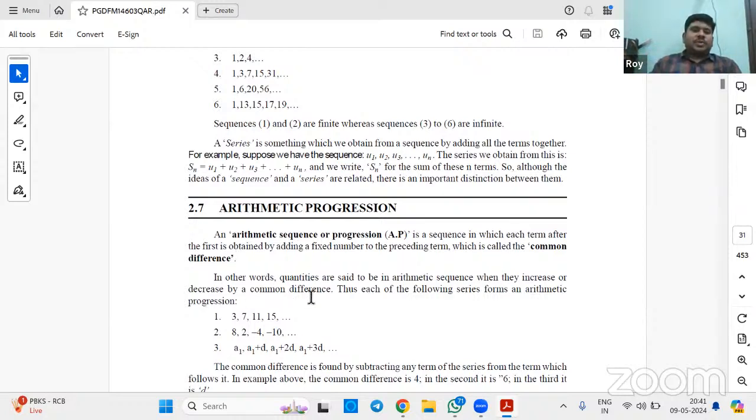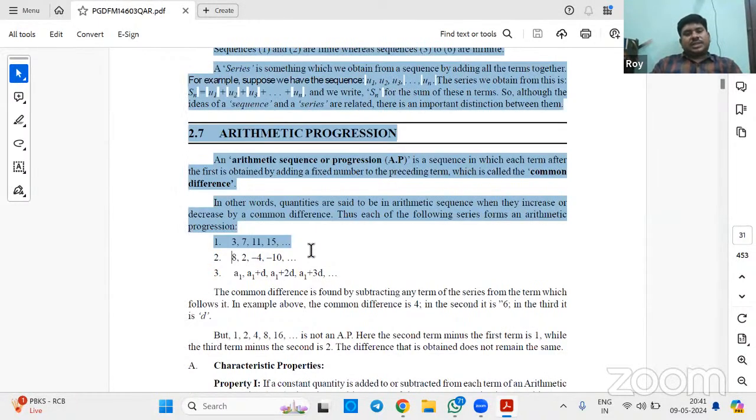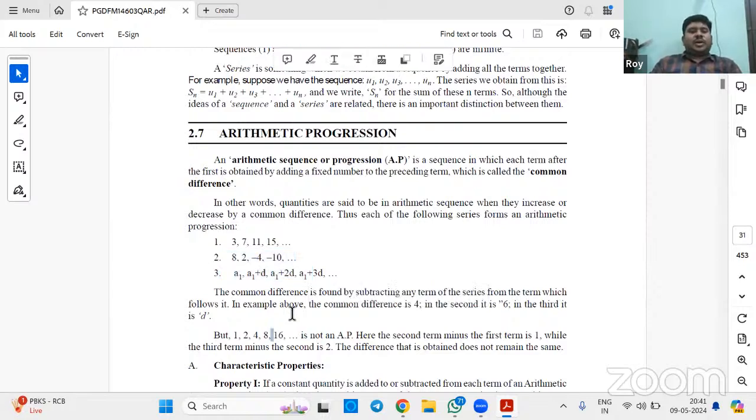Now, the quantities are said to be in arithmetic sequence when they increase or decrease by a common difference. Thus each of the following series forms an arithmetic progression. See that 3, 7, 11 has a common difference. 8, 2: 2 minus 8 is minus 6, then 2 minus 6 is minus 4, minus 4 minus 6 is minus 10. See, minus 6 is the difference, the common difference.